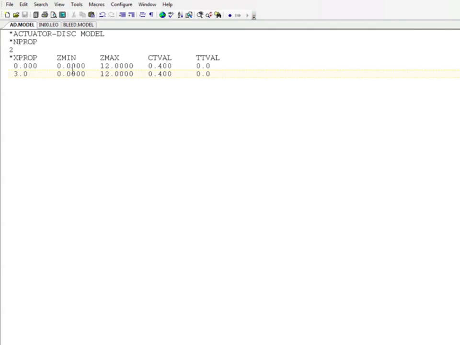Moving on, we can see the definition of the actuator disk.model file. In this case, the first line defines the number of actuator disks that we'll be using, followed by the lines describing the actuator disks. The first component describes the X location, whereas the next two entries describe the minimum and maximum Z values for the actuator annulus. The fourth value describes the thrust coefficient for the actuator disk or annulus, followed by the total temperature coming from the actuator disk or annulus.